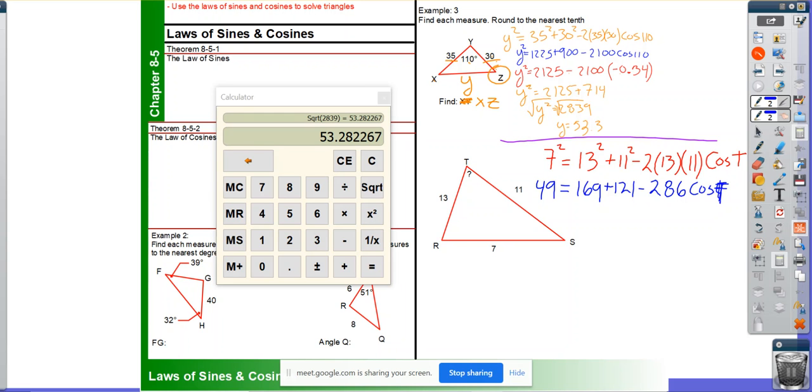Well, hold on a second. So the variable is now inside the cosine, so we have to do the inverse of the cosine. But we're not ready to do that because we need to get all of the numbers onto the left side. So let's go ahead and combine 169 and 121. 290.